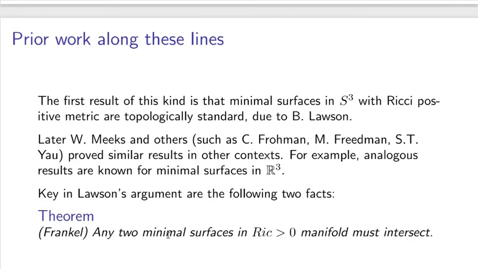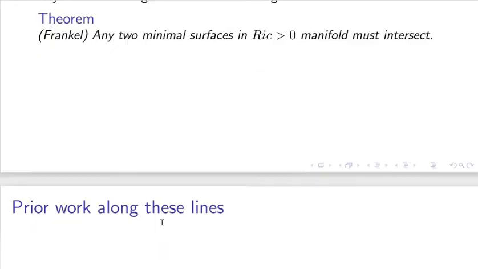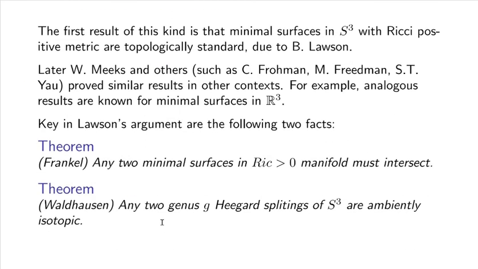Lawson's argument uses the following two facts. The first fact, due to Frankel, is that any two minimal surfaces in a Ricci positive manifold must intersect. The second fact, a deep result from 3-manifold topology, is that any two genus g Heegaard splittings of S3 are ambiently isotopic. So, of course, we're going to show that minimal surfaces are Heegaard splittings and use this theorem.